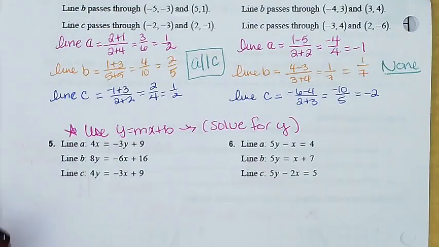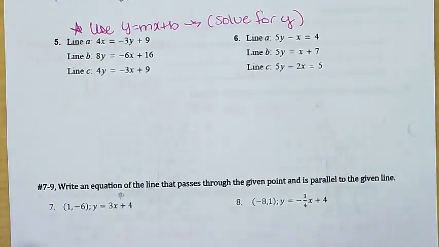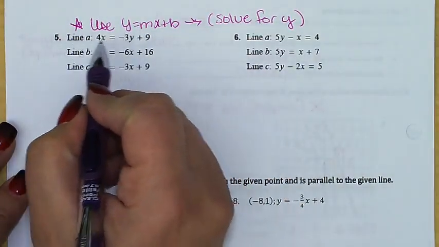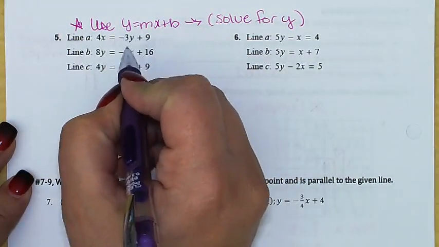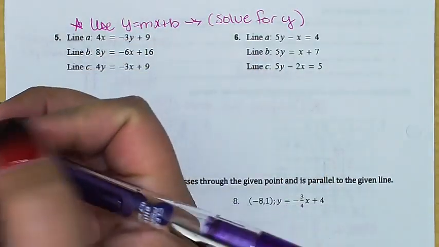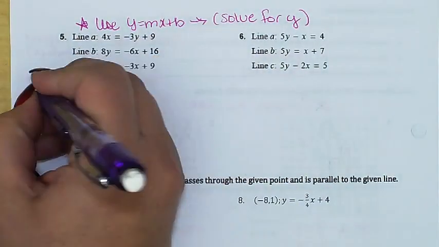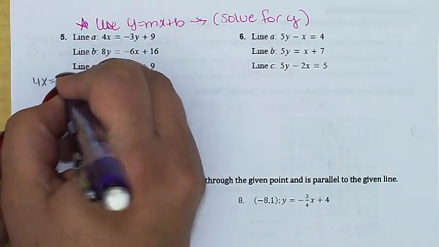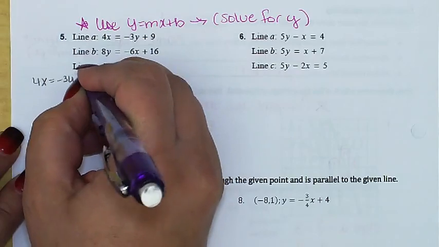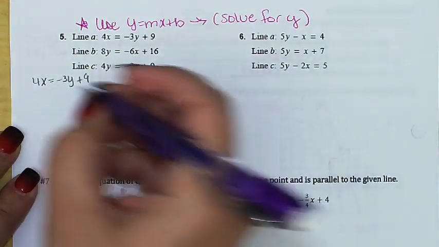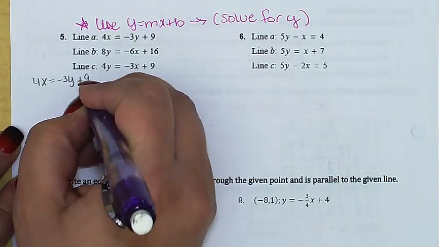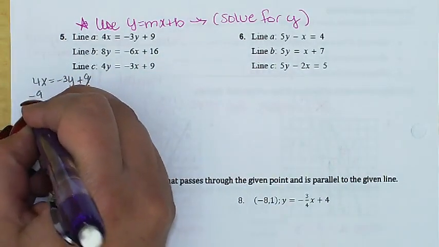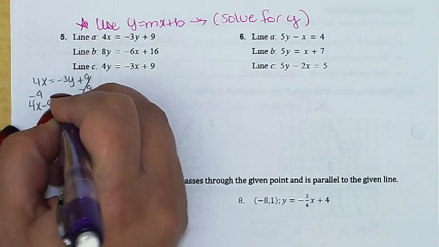Okay, so for this one, I'm going to do it in pencil because, you know, work and math. Pencil's good. So we'll put it in slope-intercept form. Let's start with line A. Y is not isolated, so that's going to be my first goal. So I'm going to write our equation down. It's 4x equals negative 3y plus 9. And I want to get y by itself. So I'm going to move the 9 to the other side. So now I've got the 4x minus 9 over here.